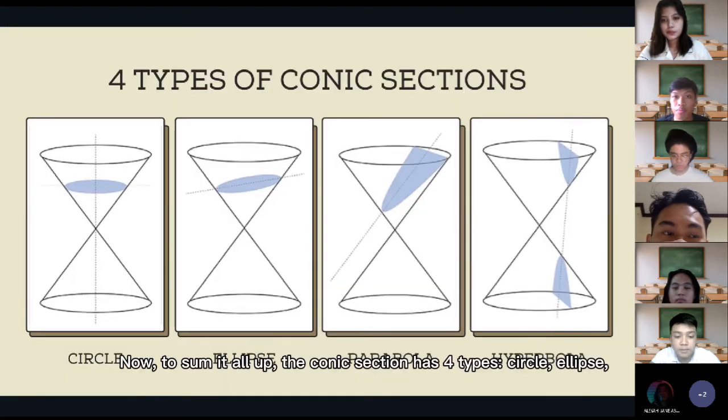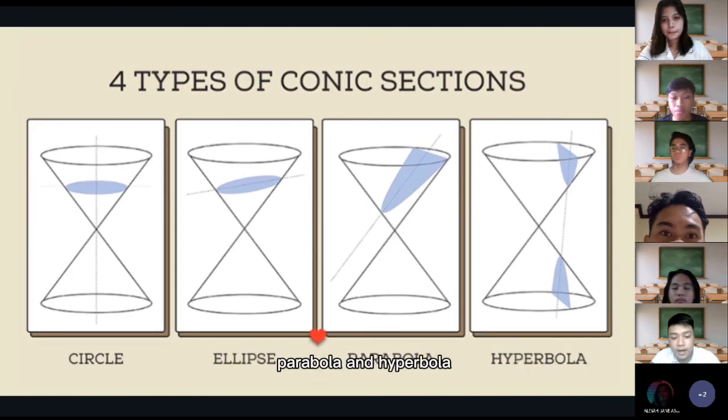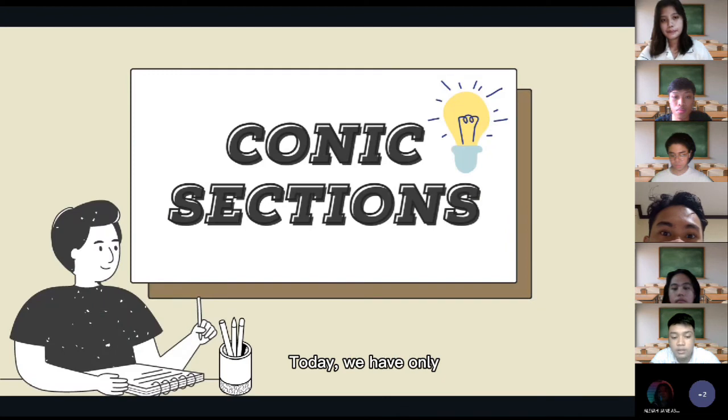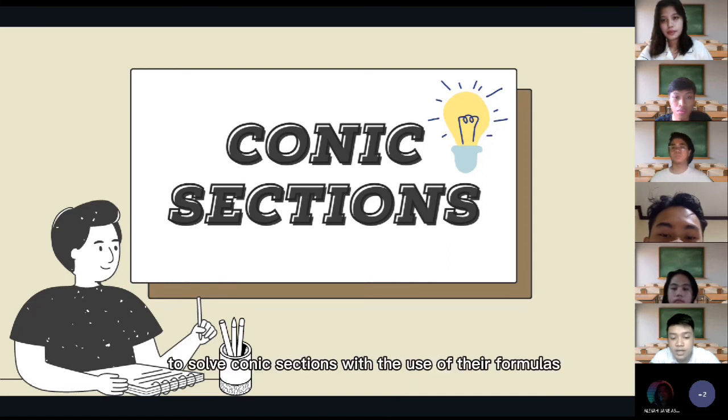Now to sum it all up, the conic section has four types: circle, ellipse, parabola, and hyperbola. These four types of conic section can be formed through the intersection of a plane and a right circular cone. Today, we have only discussed the basic concept of conics. On our next meeting, we will learn how to solve conic sections with the use of their formulas.